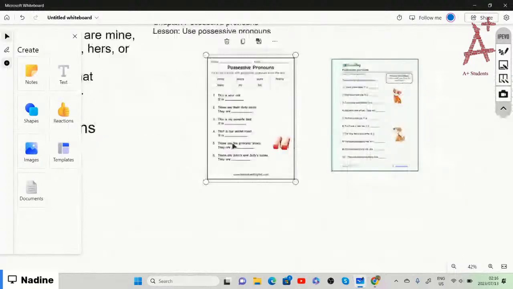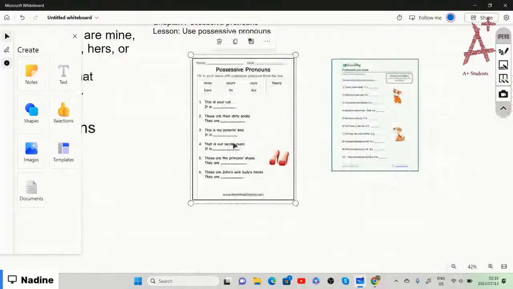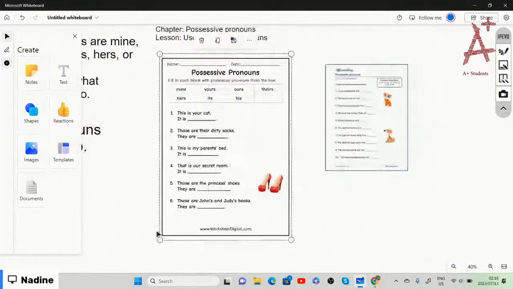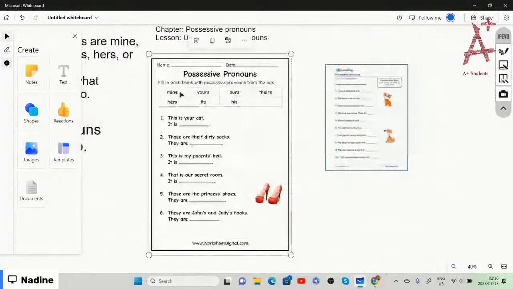Okay, so now we're going to the first activity, right? I'm going to try and zoom it in. The first activity says you need to fill each blank with possessive pronouns from the box. We have mine, yours, ours, theirs, hers, its, his. We need to choose one of these words within the box and fill it in by the correct sentence, right?